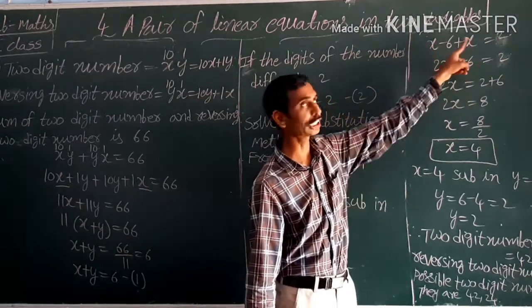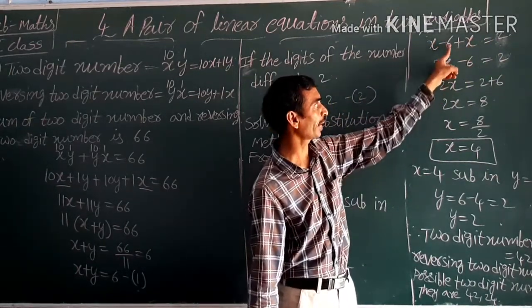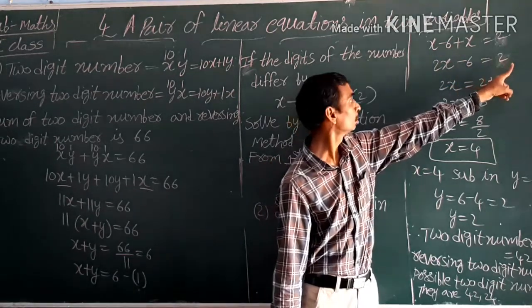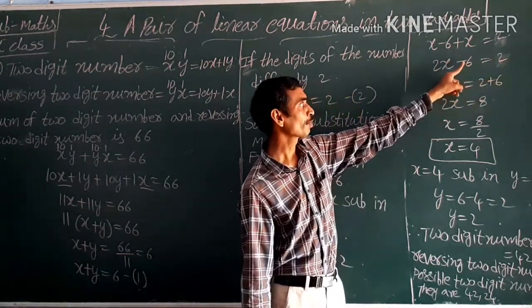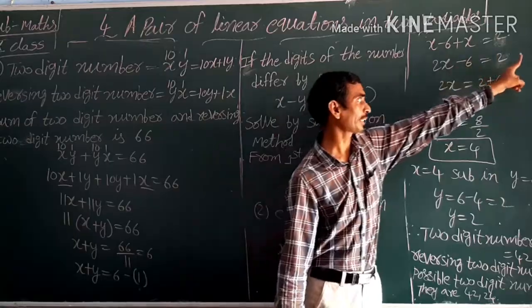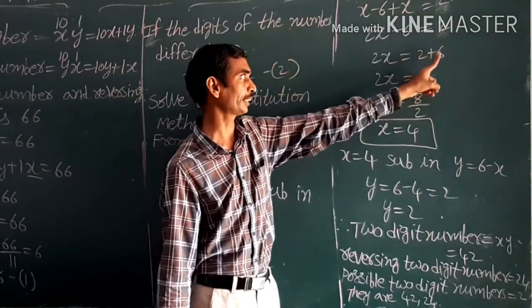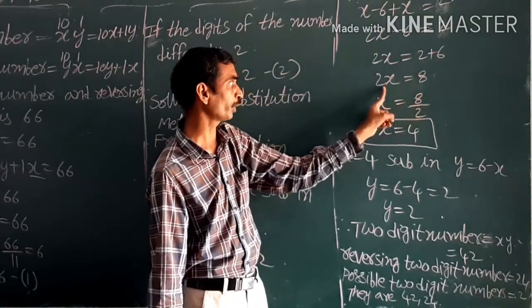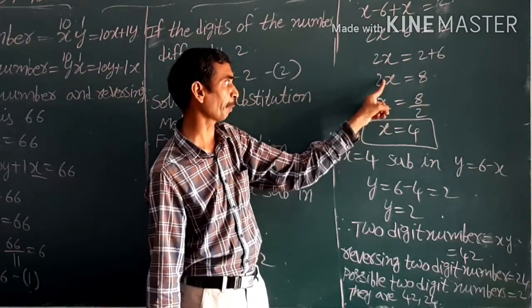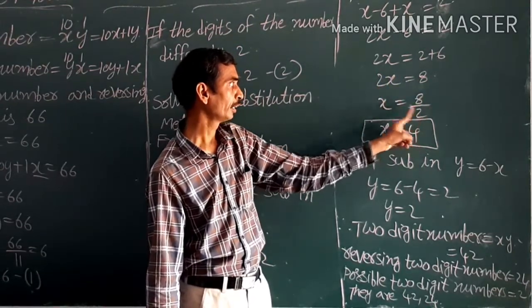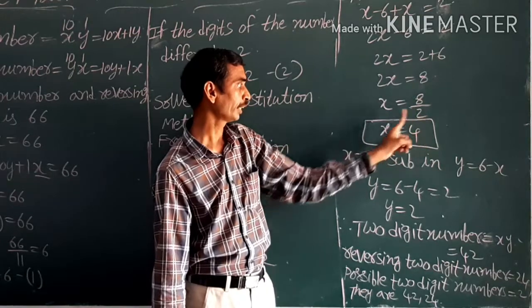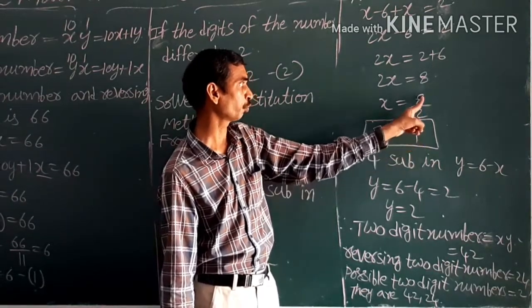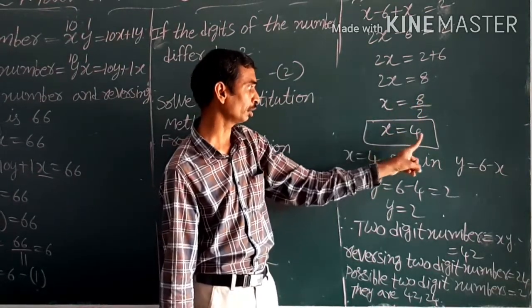Here x plus x, how much? 2x minus 6 is equal to 2. Here left side minus 6 coming to right side, it will become addition. 2 plus 6 is equal to 8. Here 2x is equal to 8. 2 is multiplying, here coming means division. Then x is equal to 8 by 2. Then x is equal to, 2 1s are 2, 2 4s are 8. x is equal to 4.